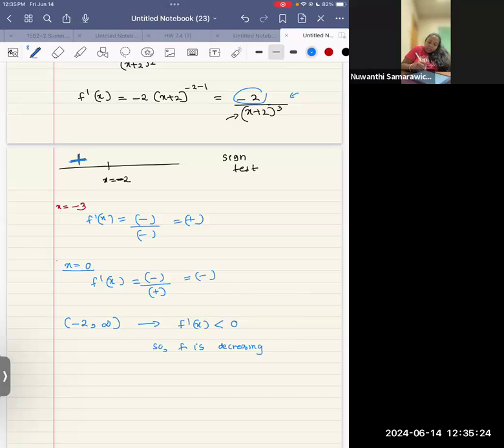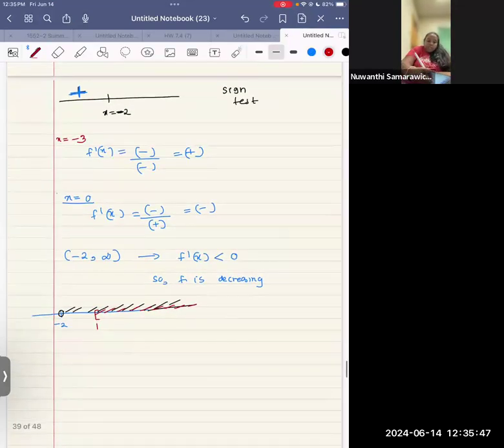If we draw the real line here, this is negative 2. All these parts, the first derivative is negative. That means f is decreasing. But we need only this part, 1 to infinity, and that is also inside this interval. So then we can say f is decreasing.